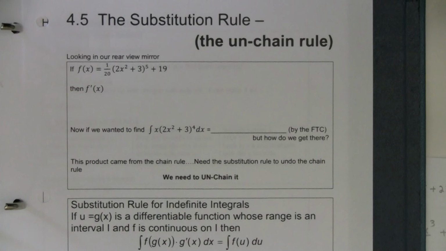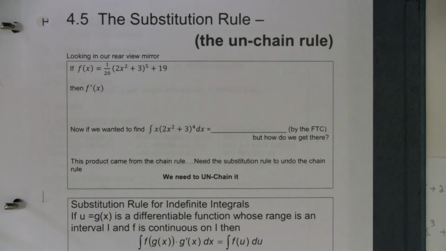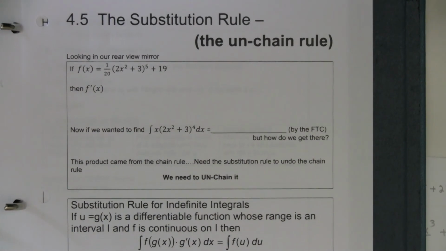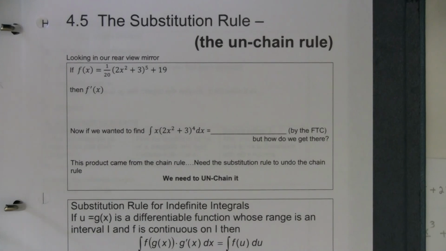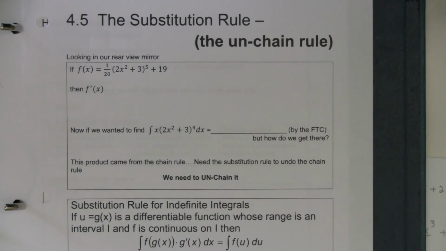We're looking at 4.5, and the substitution rule, or I like to call it the unchained rule. And the reason is, remember that the derivative and the integral are inverses of one another.